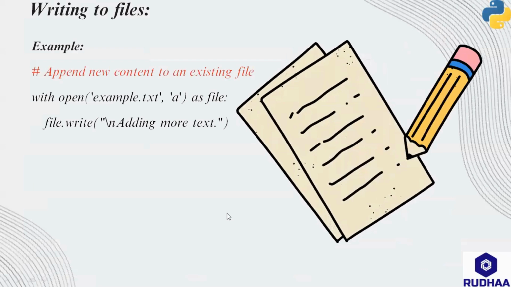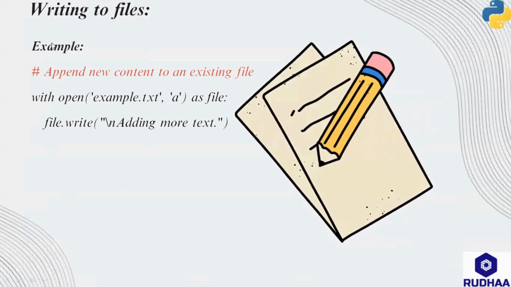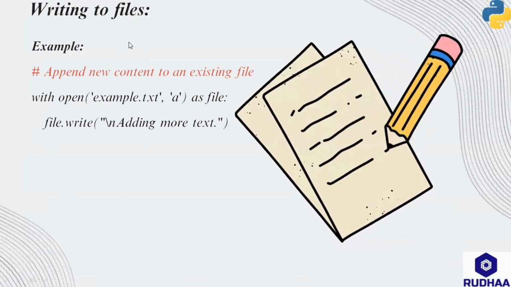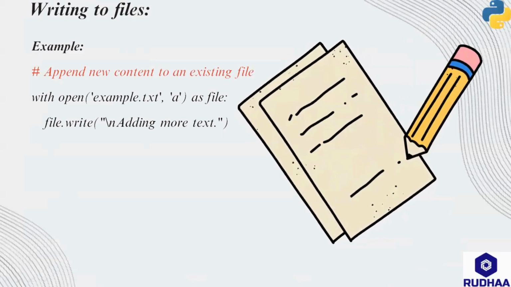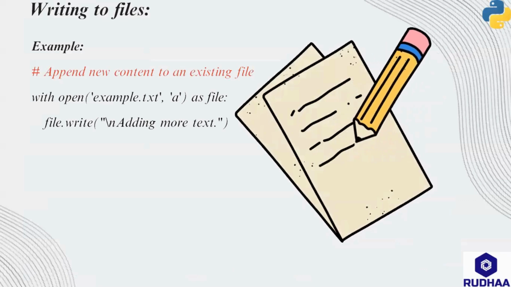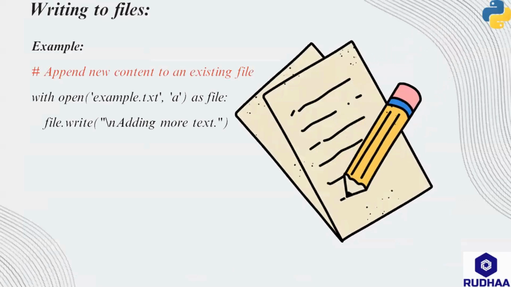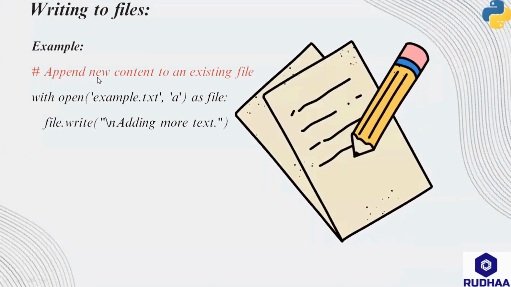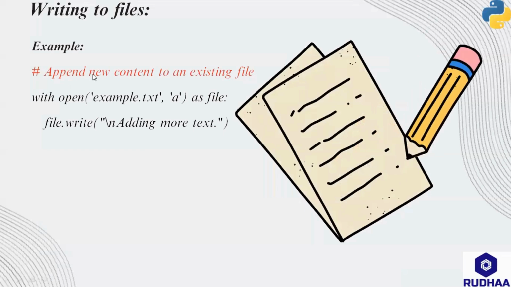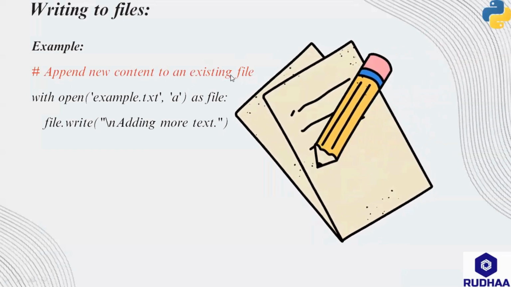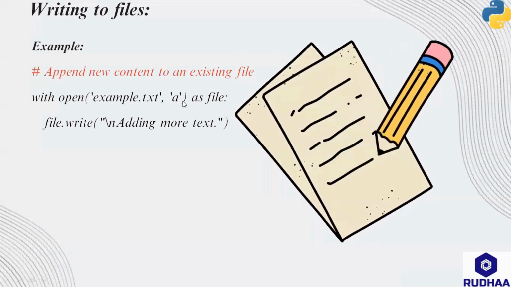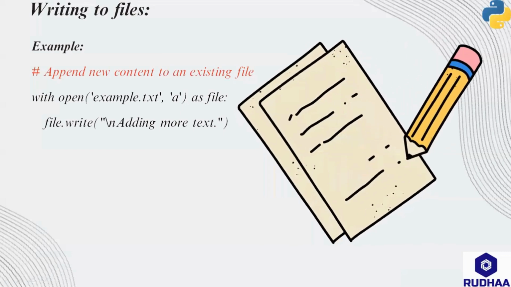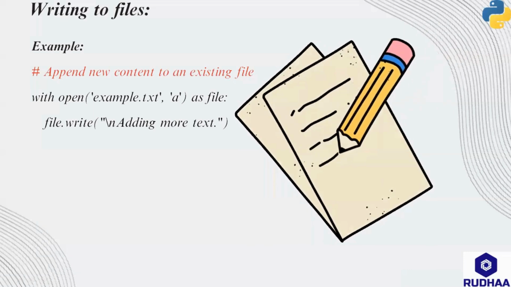Then writing to a file. You can do it in two ways: W mode or A mode. If you are using W mode, previous data will be erased and new data will be added. Here we are using append mode, that is A, so it appends the new content to an existing file. That means it will not erase any data, but it will add the new data to the previous data.